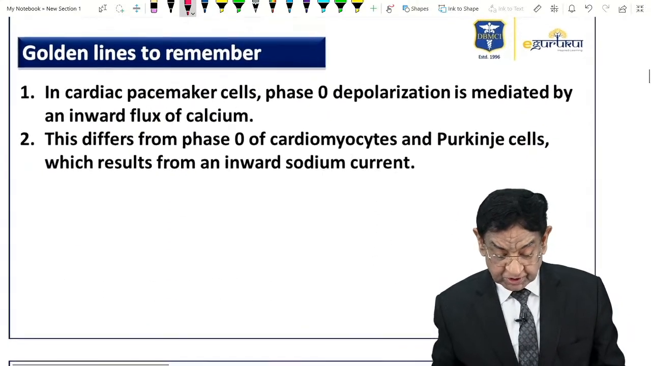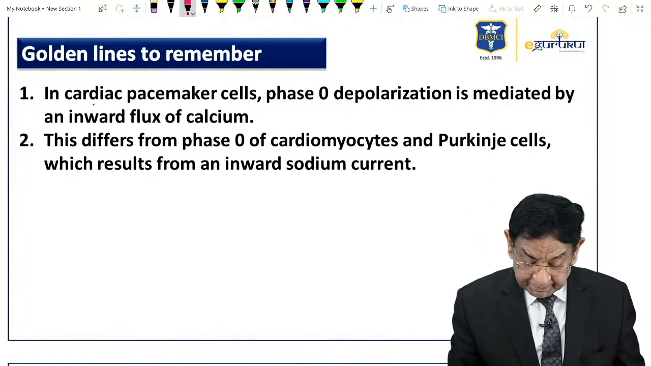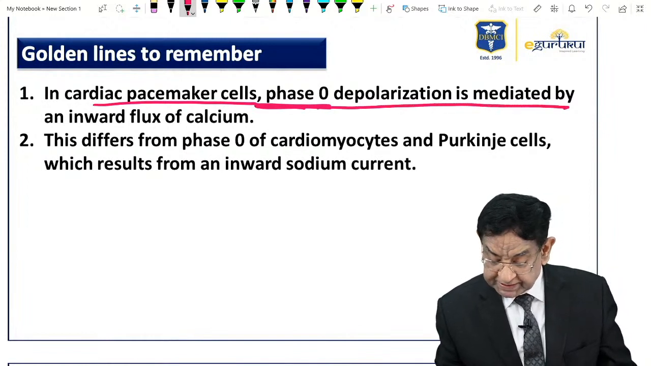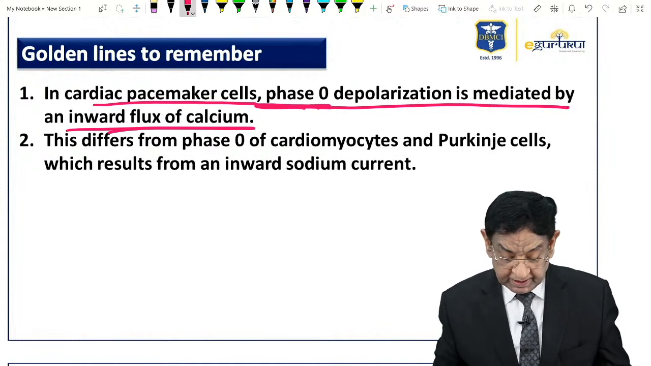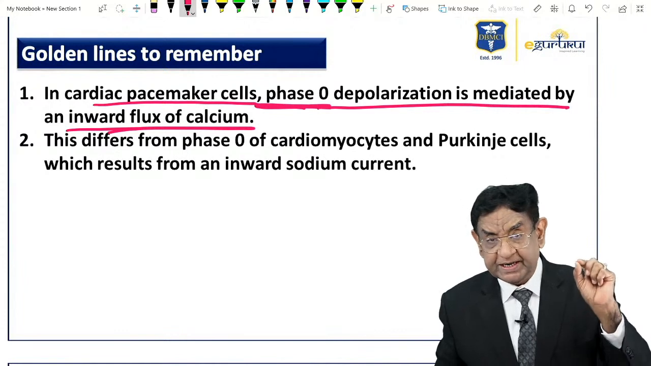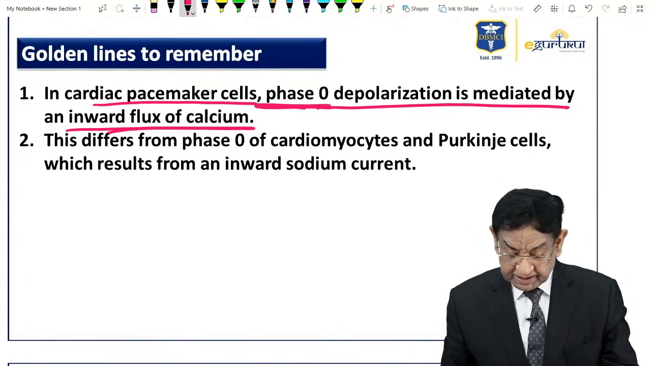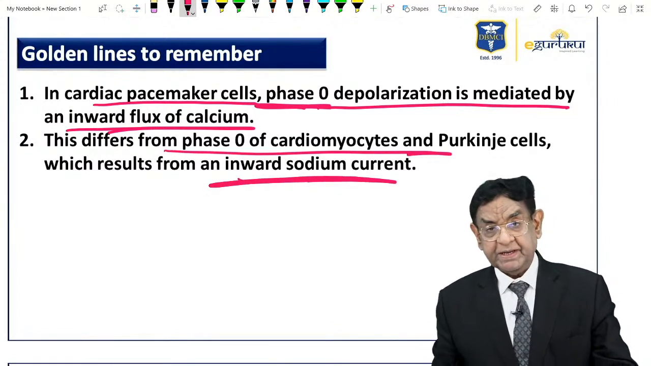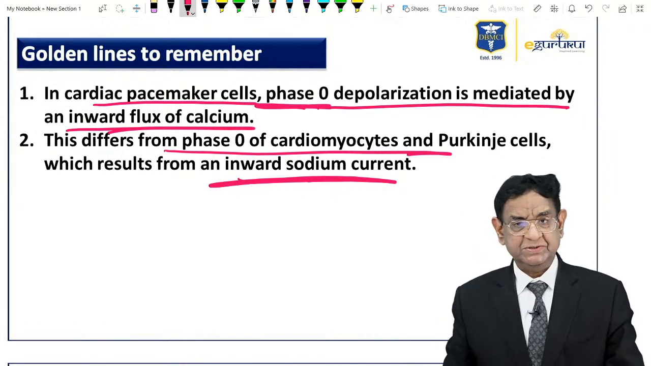So friends, golden line to remember. In the cardiac pacemaker cell, phase 0 depolarization is made by the influx of calcium, and this phase 0 differs from the non-pacemaker. In the non-pacemaker, the phase 0 was due to sodium, but here the phase 0 is due to calcium influx.